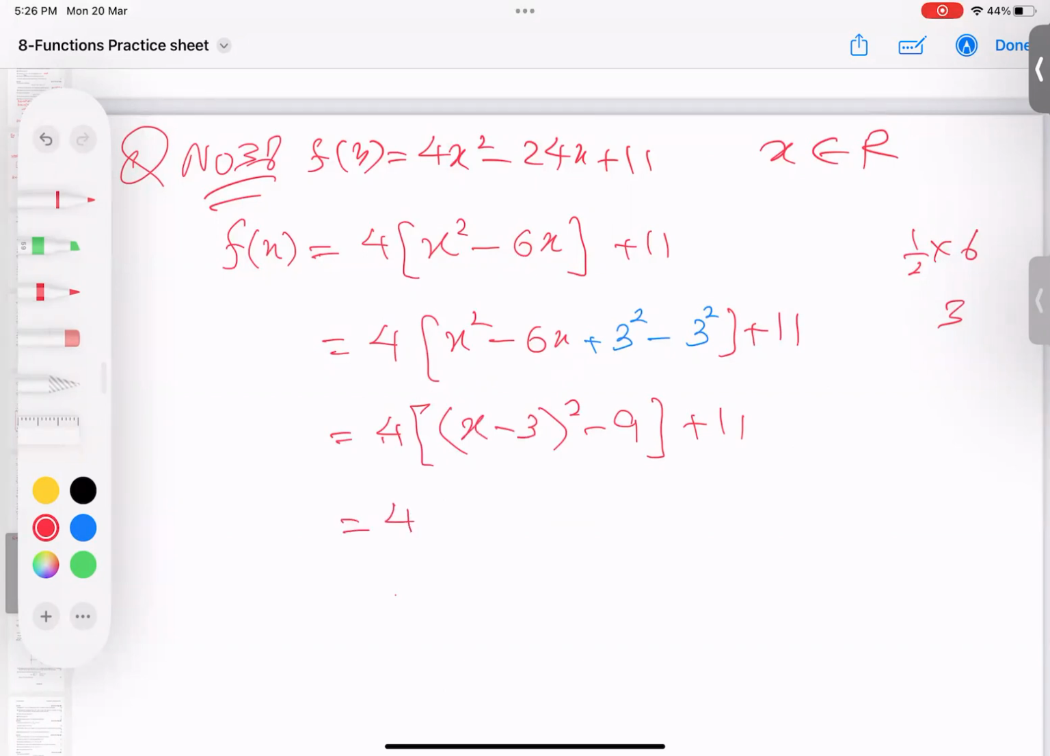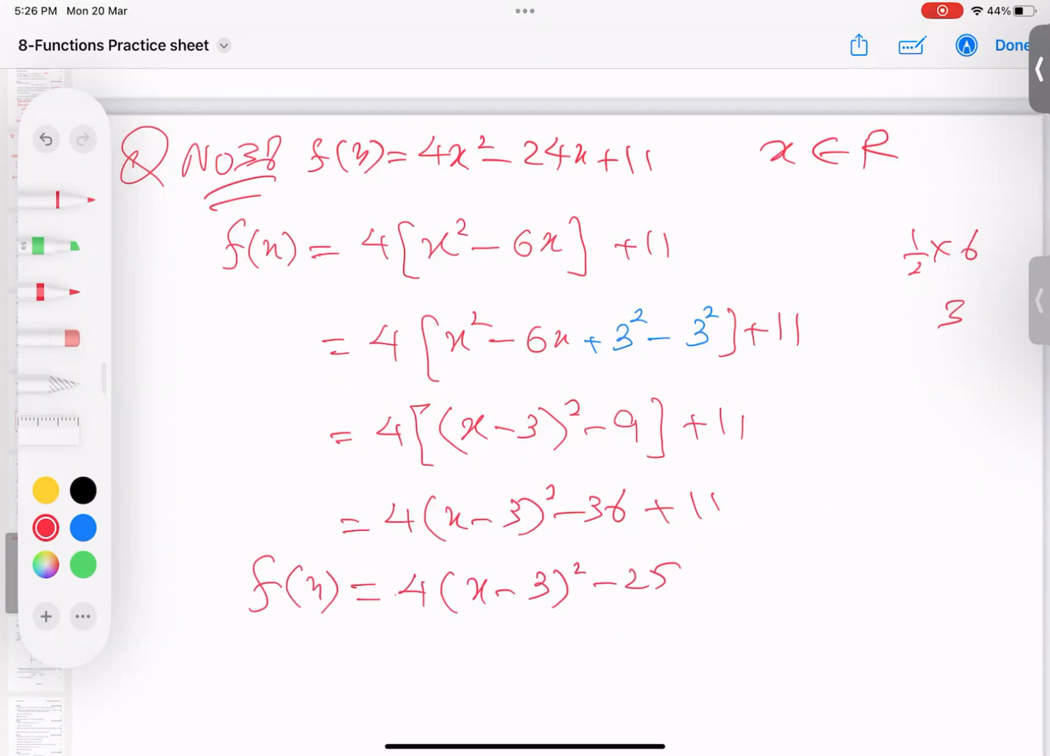So I got 4 multiplied with this bracket and 4 multiplied with 9. So 4 nines are 36, and plus 11. Let me recheck. Yes. And then 4 times (x minus 3) whole squared. And this becomes minus 25. So I believe up till here you're not getting any trouble. Up till here, easy.